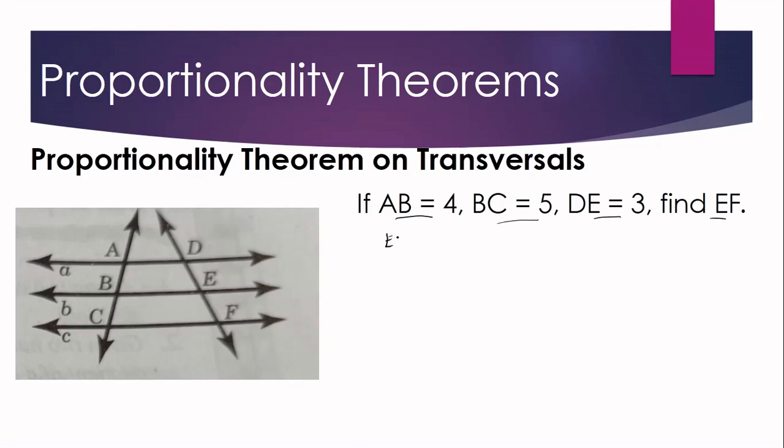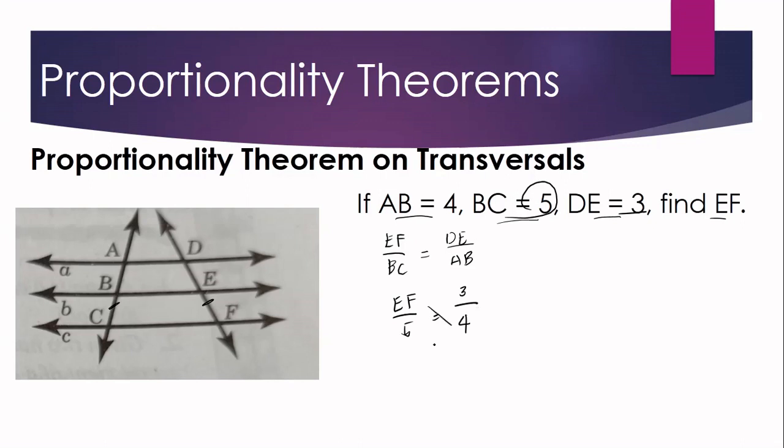So, mag-start na tayo sa EF. So, the ratio of EF, we can have BC here. BC, so ito yung EF natin. So, gamitin natin yung BC. So, the ratio of EF to BC is equal to the ratio of DE to AB. We can use this equation. Let us have EF, that is the unknown. BC is given, that is 5. It is equal to DE, our DE is given also, which is 3, and AB is 4.